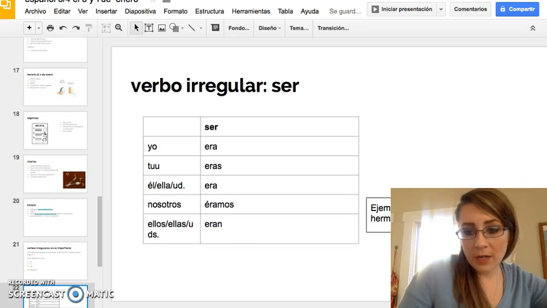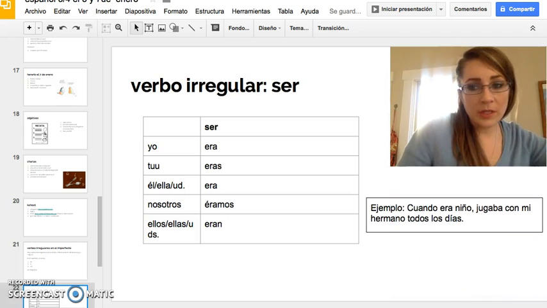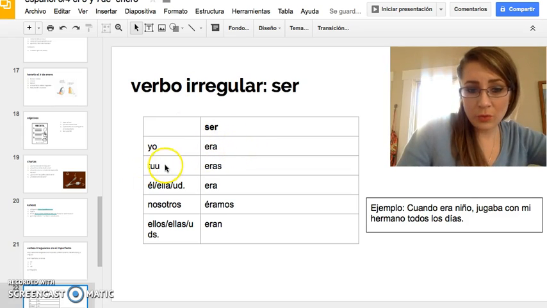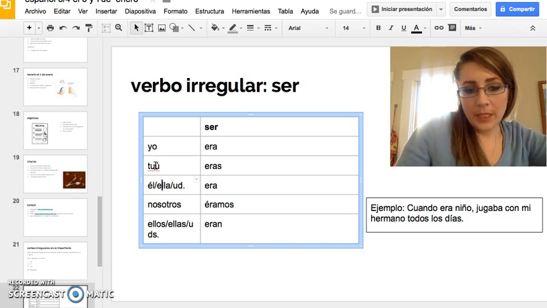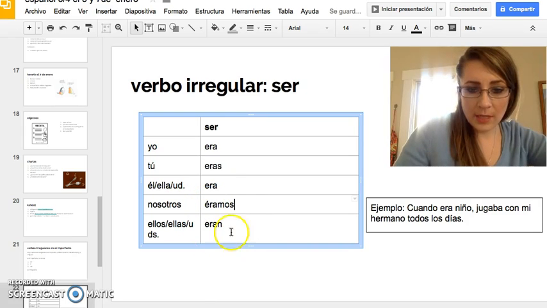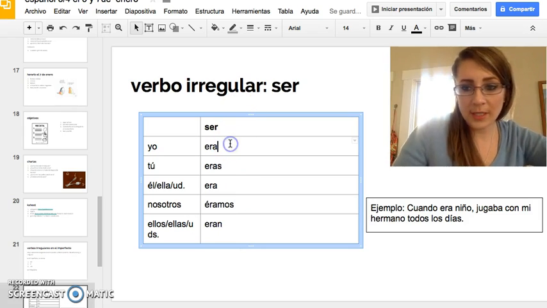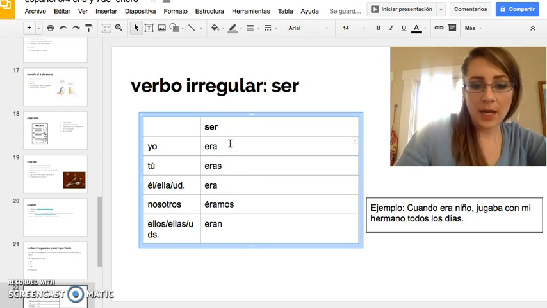Verbo irregular, ser. This is the way it goes. It looks weird. It's nothing like how it should. There's no S's anywhere. The yo form is era, tú, sorry, this should be tú, es eras. El, ella, usted form is era. Nosotros éramos. Again, weird accent on the nosotros. Y ellos, ellas, ustedes eran. Okay, so make sure you're practicing that, whispering it, something. Era, eras, era, éramos, eran.